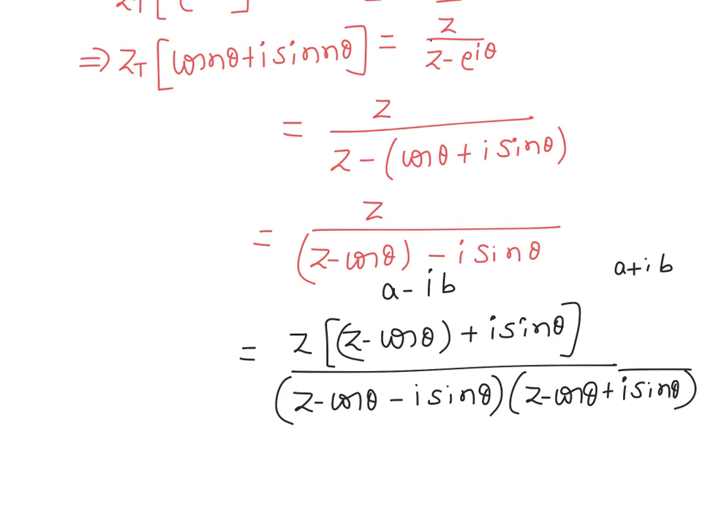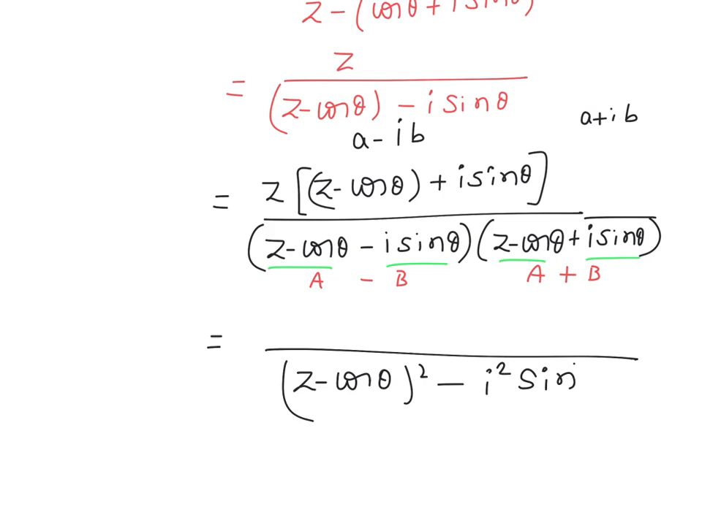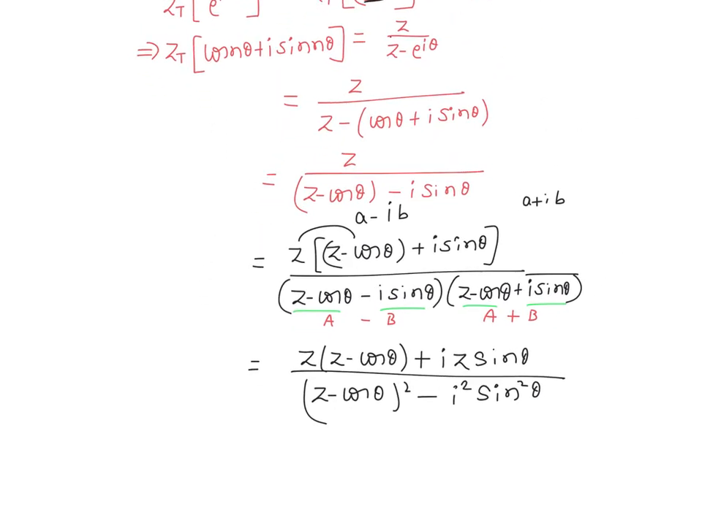Then the denominator is in the form of (a plus b) into (a minus b), which is a square minus b square. So the denominator a square means (z minus cos theta) whole square, and minus b square, minus i square sin square theta. And you can write, separating real and imaginary parts in the numerator, plus i z sin theta when you multiply z inside. Now we separate the real and imaginary parts on both sides.